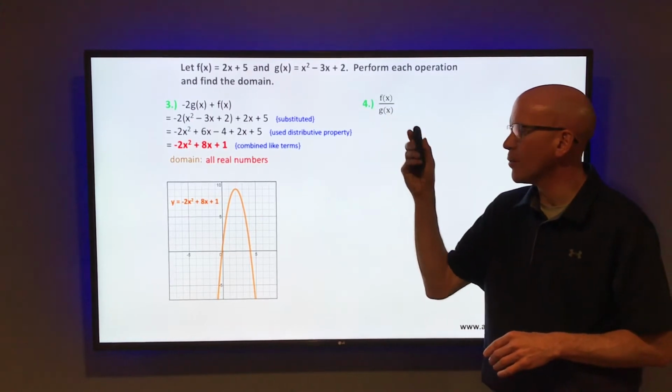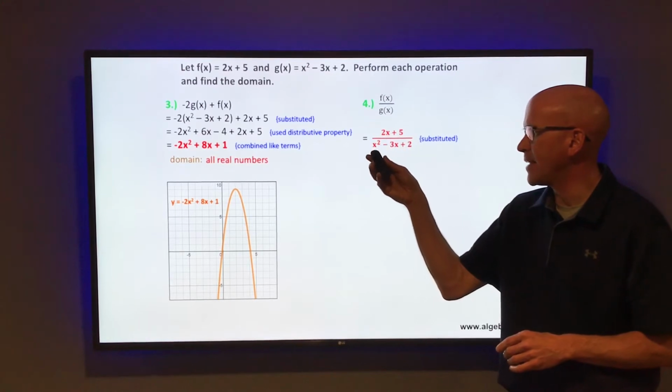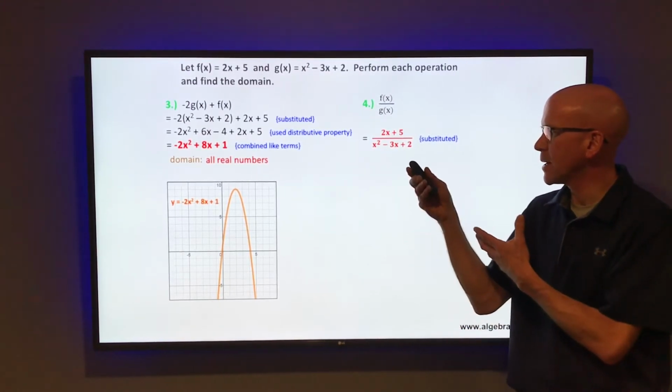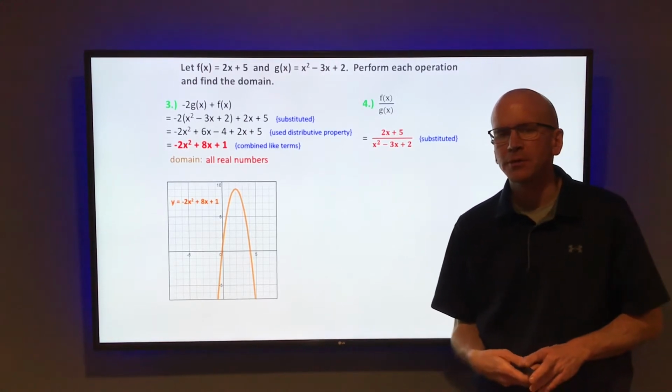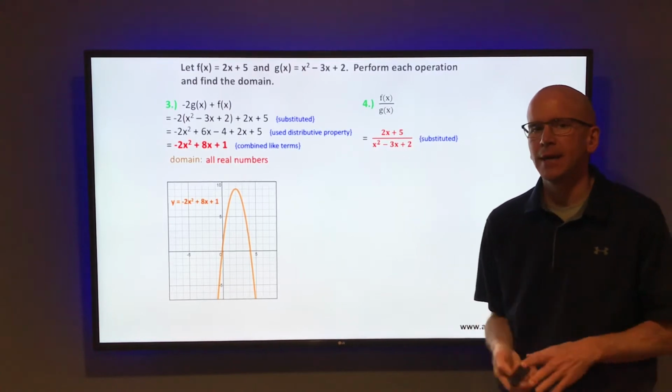Next, f of x over g of x. So take what f of x is, 2x plus 5, and divide that by what g of x is, the x squared minus 3x plus 2. So that is 2x plus 5 over x squared minus 3x plus 2. But when you're stating the domain, you want to see what values of x make that denominator equal to 0.